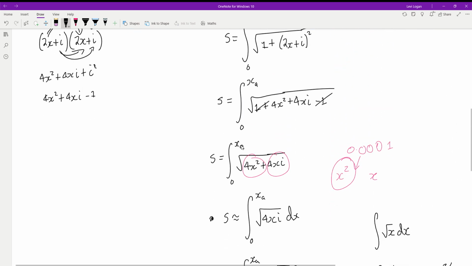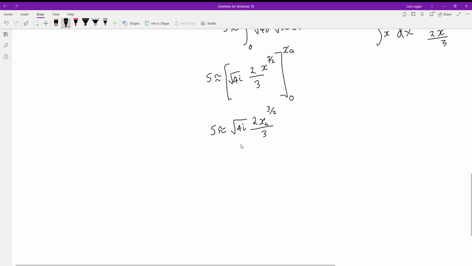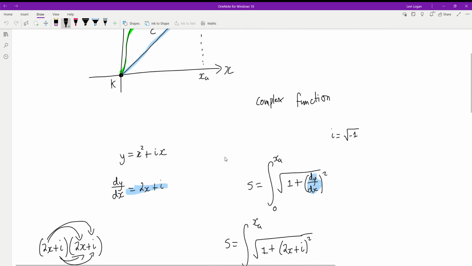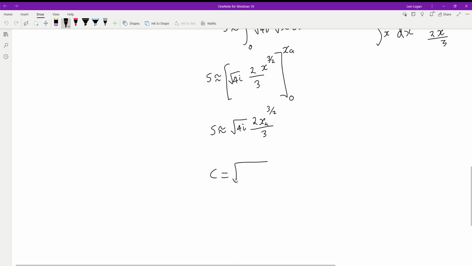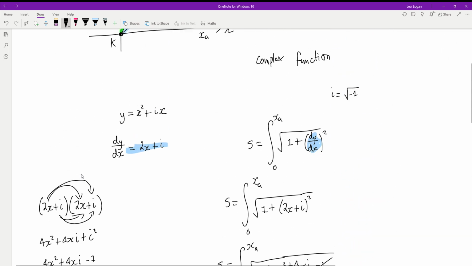Okay, alright, so now we've got to compare two things. We're comparing the arc length, and we want to now compare a straight line. So our straight line between these two points is going to be pretty much just like Pythagoras' theorem. So to find the line here, it's going to be the square root of, for example, x_a squared, and whatever y value that gives you, so plus y_a squared, okay? So if we had our function here, so y equals, what was it, x squared plus ix.